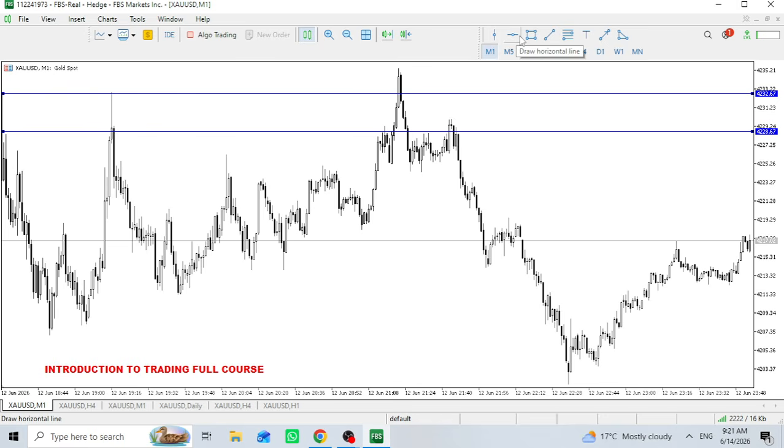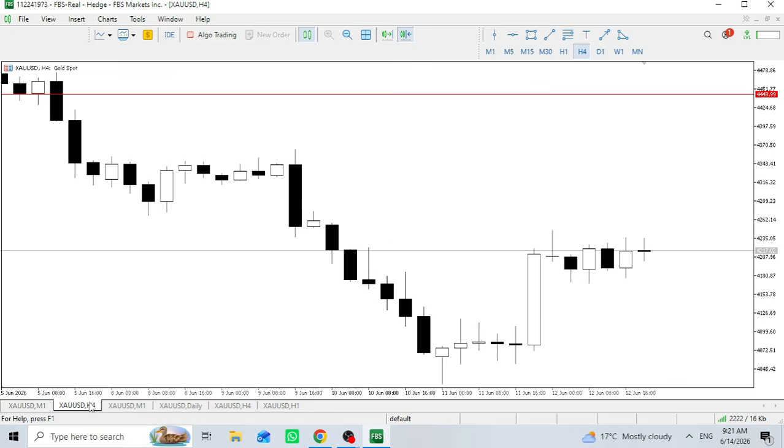These are the tools which will help you to trade. This is a trend line, this is a Fibonacci, this is where you draw your text. This is an arrow, this is a triangle, this is a vertical line, this is a horizontal line. Now, if you want to enlarge your MetaTrader or compress it, you are going to be using this tab here.